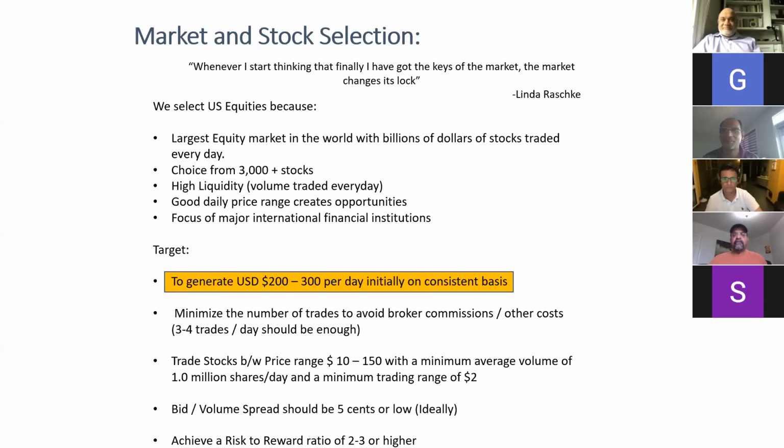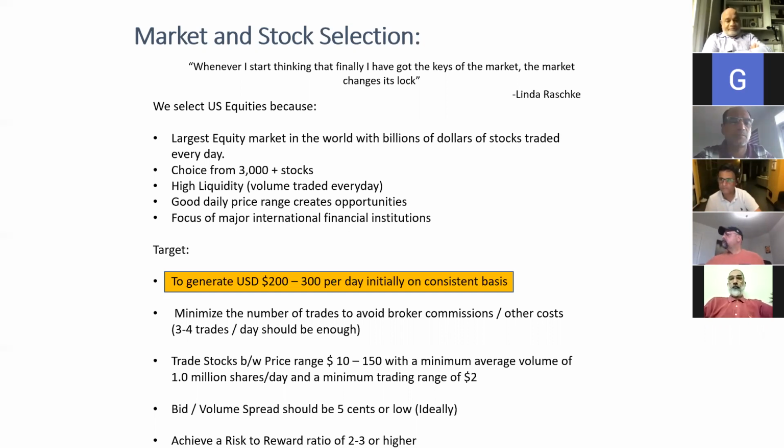So a good daily price range creates opportunities, along with high liquidity, meaning high volume traded every day. So we're looking at the price range for day trading stocks and liquidity, the volume. In general, we are looking at a price range of $10 to $150, although there are always exceptions, with a minimum average volume of 1 million shares per day traded and a minimum trading range of $2. Now, this can vary, but with experience you will realize why it is necessary.